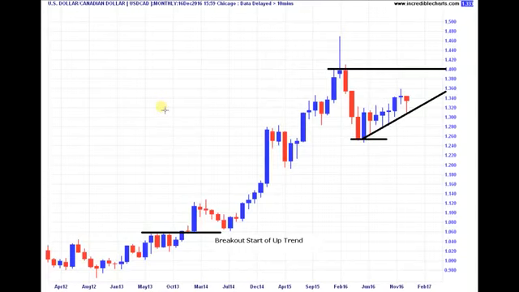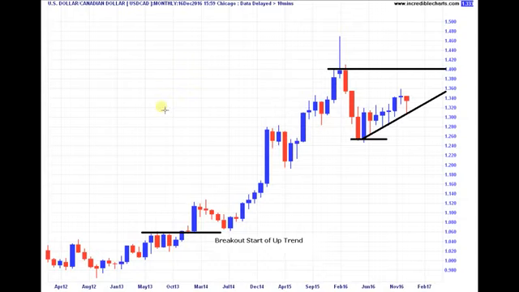In this video, we'll be looking at getting in on the bigger trend on significant retracements in a couple of pairs at levels that offer really good risk to reward. The two pairs I'm going to look at today are USD CAD, which is up on the screen now, and also AUD USD. And I'm going to use a longer term chart.